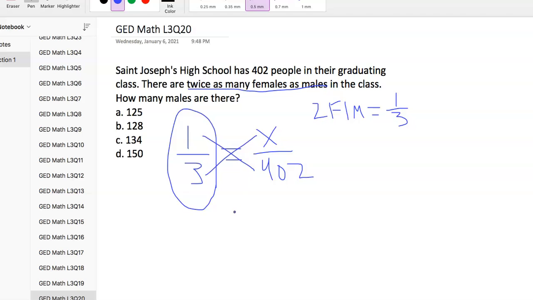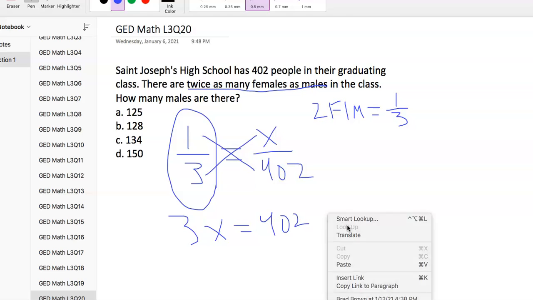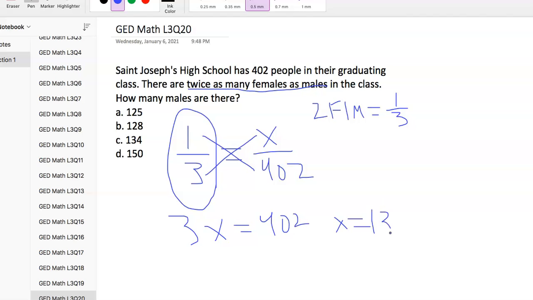Cross multiply, the theme for this video, right? 3 times X is 3X. 402 times 1 is 402. So we'll divide each side by 3. And 402 divided by 3 is 134 males. And that was the question: how many males are there? There's our answer. Answer choice C.